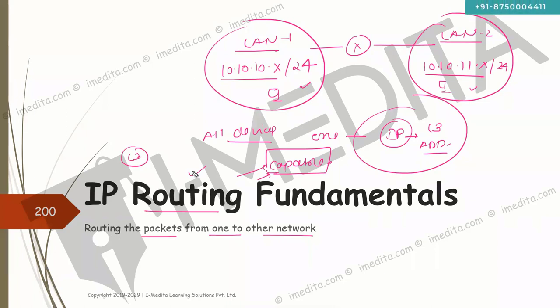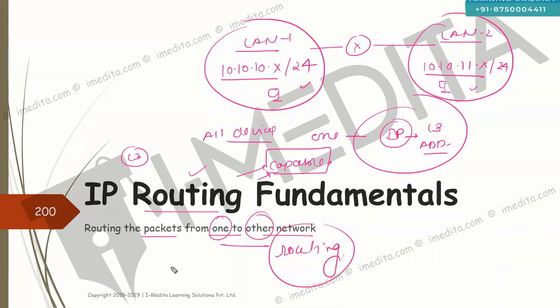And the most commonly utilized device that we use for routing purpose. This process of moving the packets from one network to another network is what we refer to as routing. So routing is a process of moving the packets from one network to another network, and whatever devices are capable of doing that process are said to be routing capable devices. Most commonly used routing capable device is called a router.